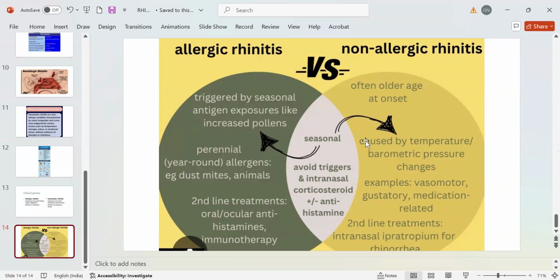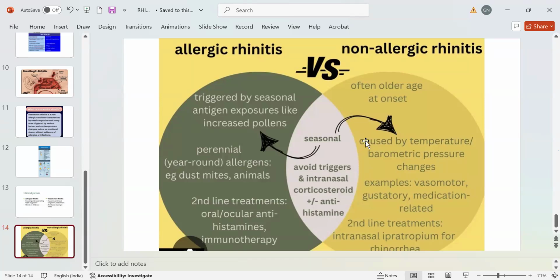The treatment of non-allergic rhinitis is nasal decongestant sprays and antihistamines. Then in long-standing cases, corticosteroid nasal sprays and anticholinergic nasal spray, ipratropium bromide. Surgery is the last option if there is any deviated nasal septum.